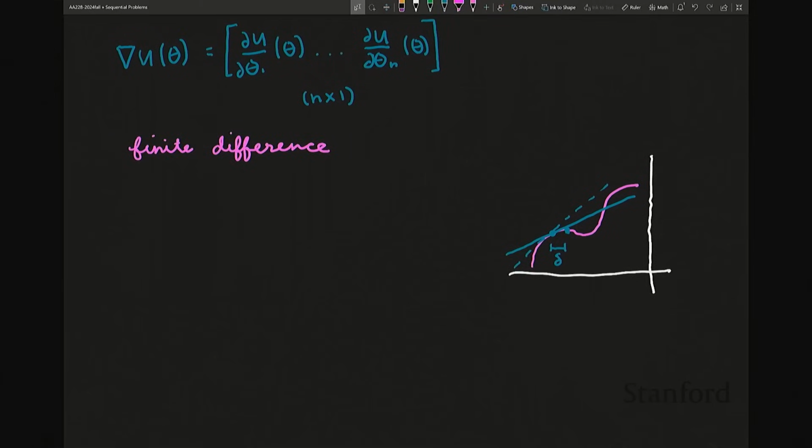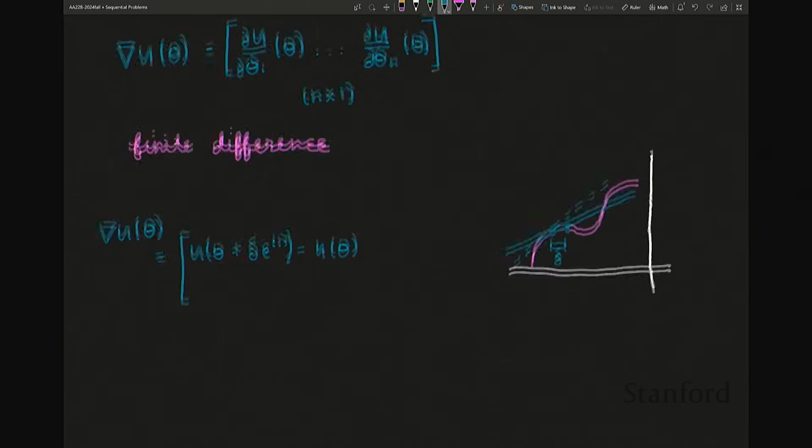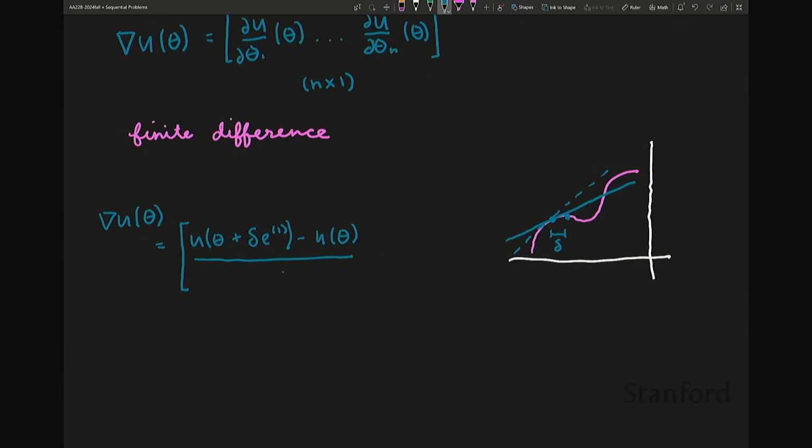So in the multivariable case that we're considering for the gradient of u of theta, this is going to look something like u of theta plus delta E1 minus u of theta all over delta. And then we're going to do one of these for each of our parameters theta.